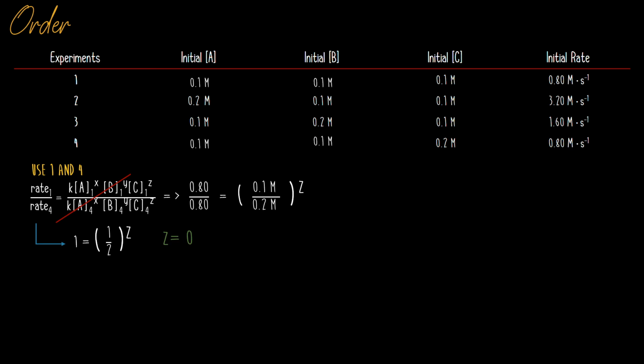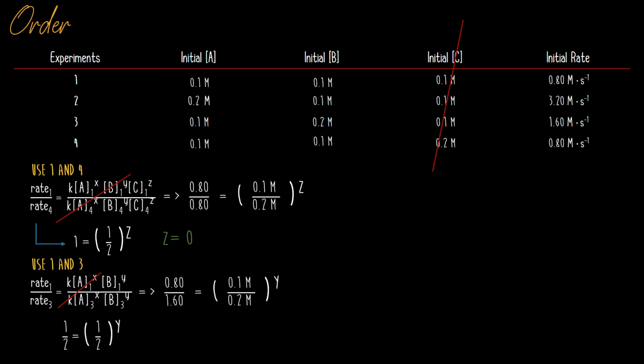From this, we could say that z is in the 0 order. Because z is in the 0 order, we could disregard its values. So, let's find another pair which has the same concentrations for A and B, disregarding C. Experiments 1 and 3 have the same value for the concentration of A. We use experiment 1 and experiment 3. Rate 1 all over rate 3 is equal to k[A1]^x [B1]^y all over k[A3]^x [B3]^y. Since k is constant and A1 and A3 are the same, we could cancel them. Substituting the values, we could get that 1/2 is equal to (1/2)^y. From this, we could say that y is equal to 1.